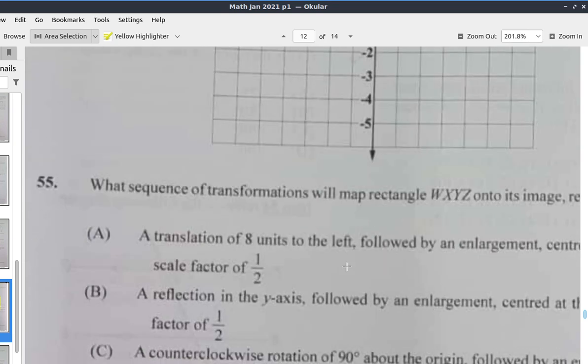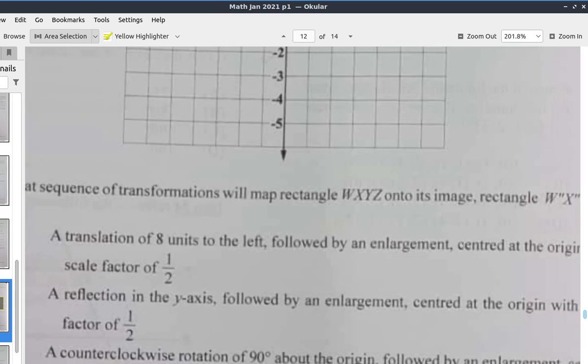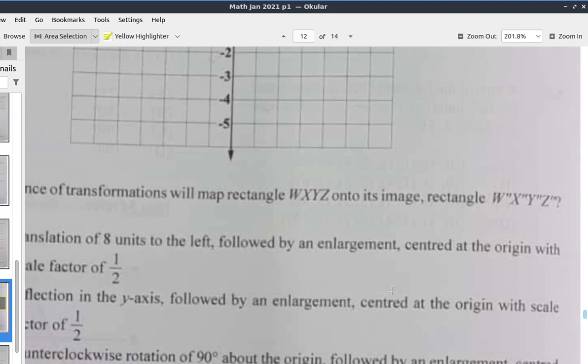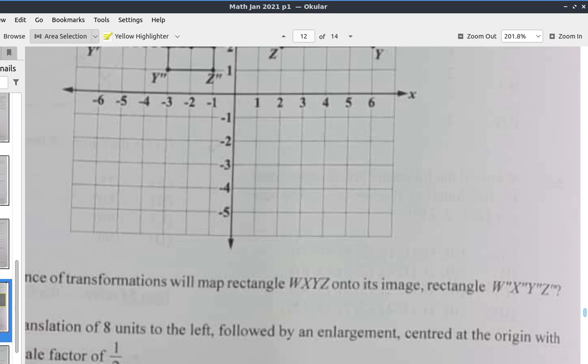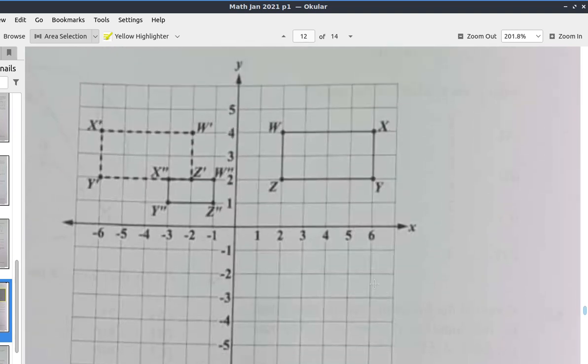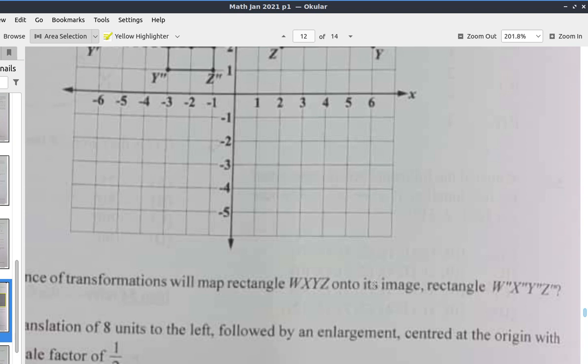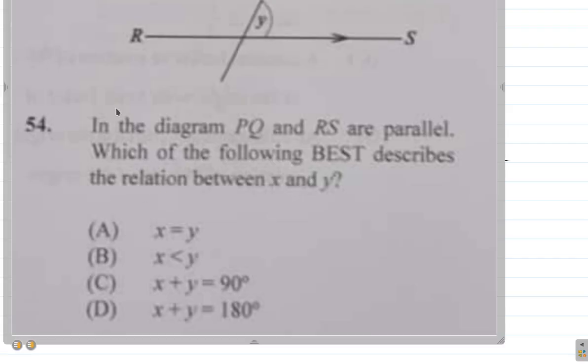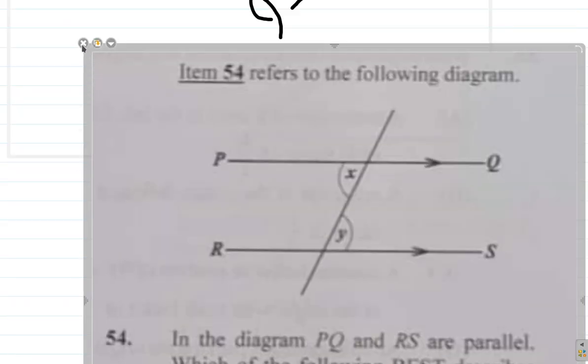What sequence of transformation will map WXYZ onto the image W double prime X double prime Y double prime Z double prime? Let's do a little thing here and discuss it over here. Now this is from the previous question. Let's get rid of this and erase what we had before and put this here.